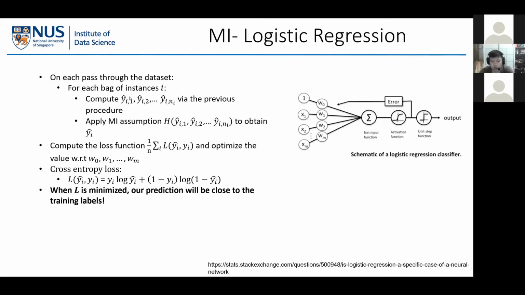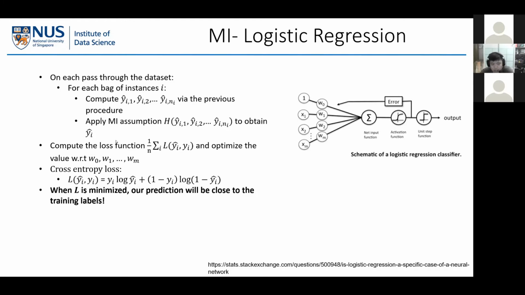But of course, because we only have labels on the bag level, we need to apply the multiple instance assumption, capital H here, to combine the probabilities of all the ni instances into a single number yi hat. Previously, we applied the standard multiple instance learning assumption, which is simply taking the maximum of all these probabilities to derive yi hat.